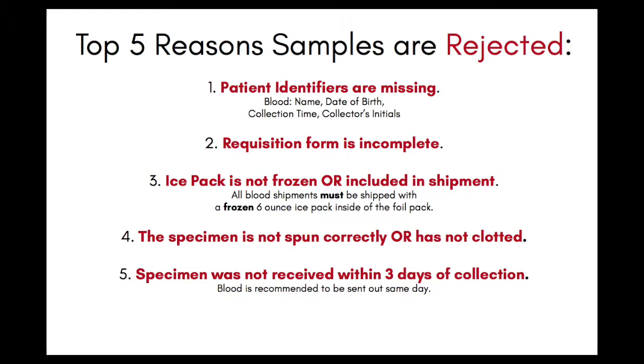Page 38. Top 5 reasons samples are rejected. 1. Patient identifiers are missing: name, date of birth, collection time, collector's initials. 2. Requisition form is incomplete. 3. Ice pack is not frozen or included in shipment. All blood shipments must be shipped with a frozen 6-ounce ice pack inside of the foil pack.